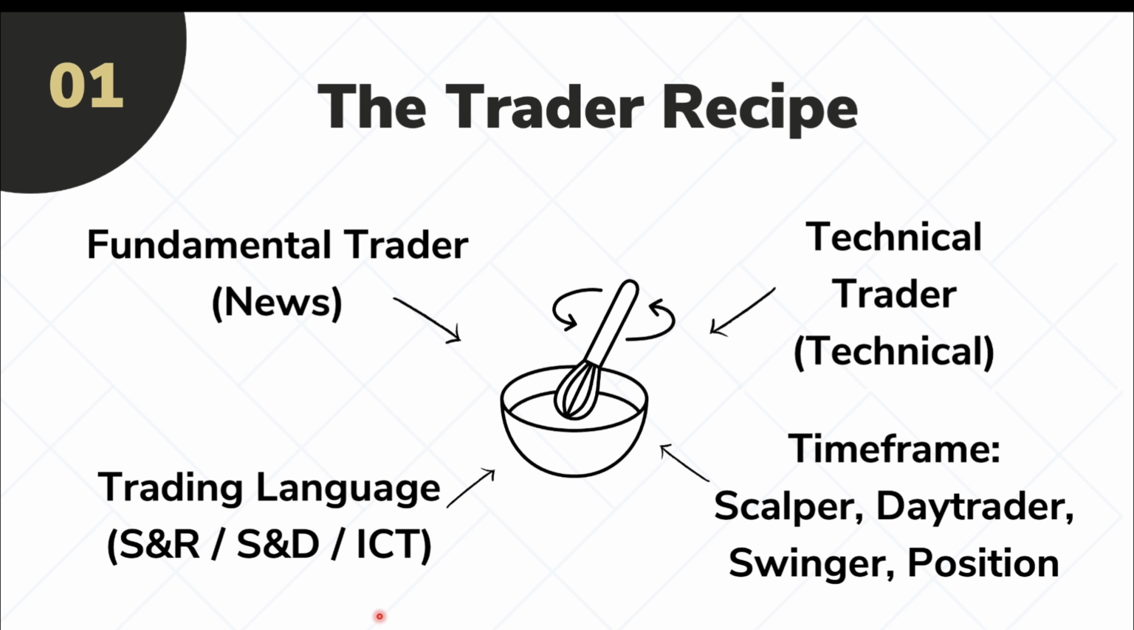Then you need to choose a trading language. The most common trading languages are support and resistance, supply and demand, ICT. We're going to talk about it later. And also, you need to determine your time frame. Are you a scalper? Are you a day trader? Are you a swing trader? Or are you a position trader?